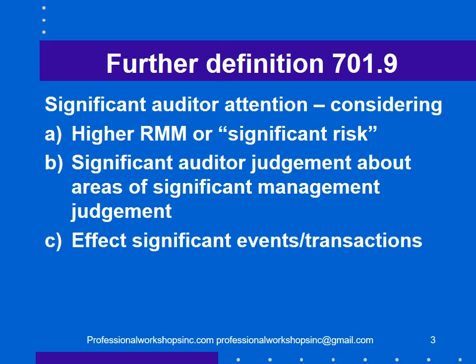Now, the definition kind of continues in 701.9. It's something that requires significant auditor attention, considering matters such as something that's of higher risk of material misstatement or something that is a significant risk, something that requires significant auditor judgment about areas of significant management judgment, and something that has to do with the effect of significant events or transactions.